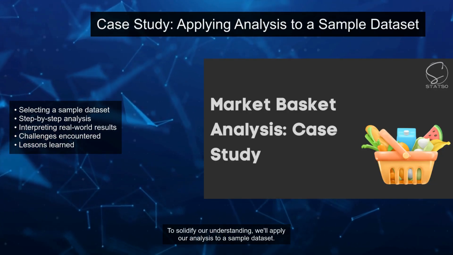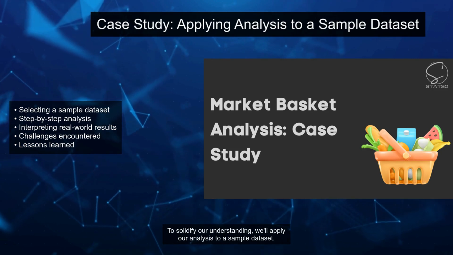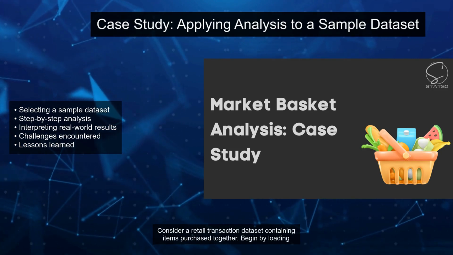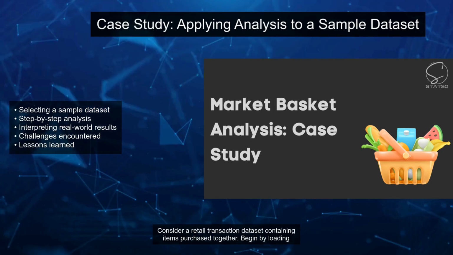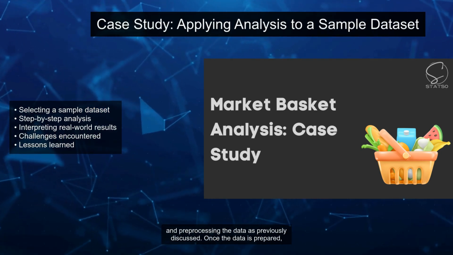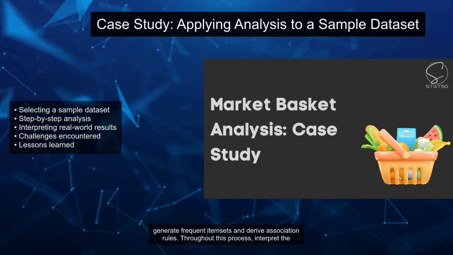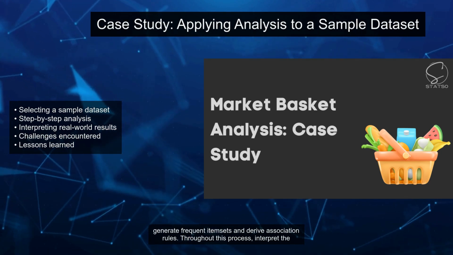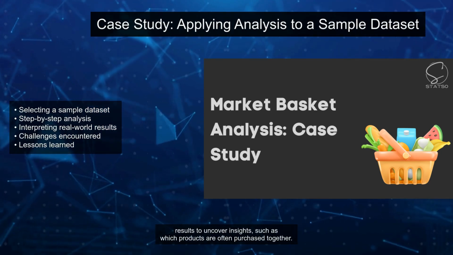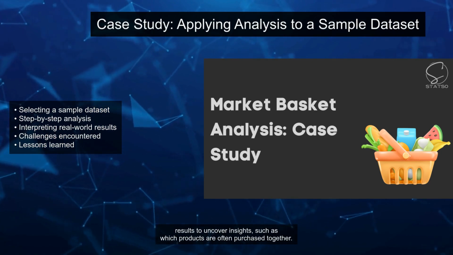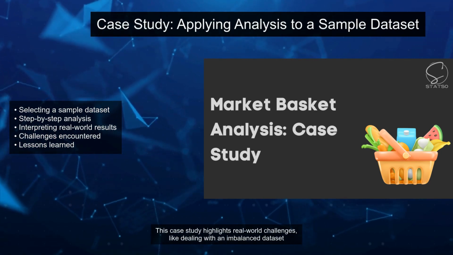To solidify our understanding, we'll apply our analysis to a sample dataset. Consider a retail transaction dataset containing items purchased together. Begin by loading and preprocessing the data as previously discussed. Once the data is prepared, generate frequent item sets and derive association rules. Throughout this process, interpret the results to uncover insights, such as which products are often purchased together.